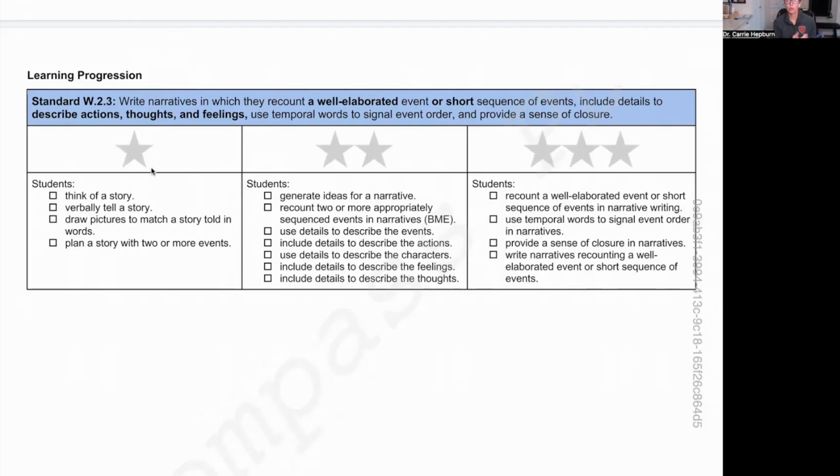So we are using the writing process and helping kids start thinking of a story, verbally telling, so that oral rehearsal time. Sometimes they're drawing pictures to help them generate ideas, to make their plan, all of that, and teaching them to plan a story with two or more events. So I first dig deep into the standard. So this is going to be the main standard that we'll be hitting throughout this narrative writing unit.